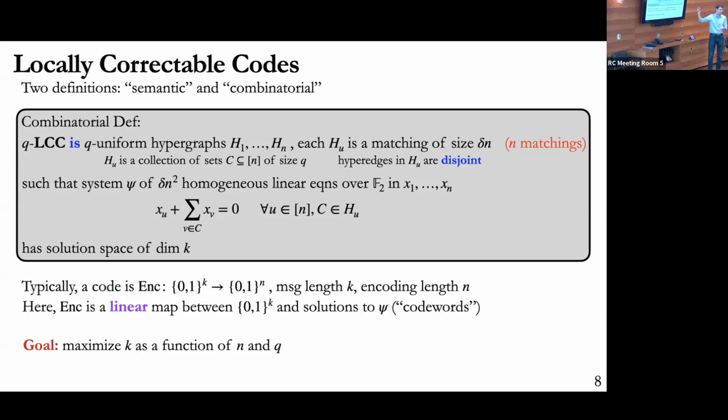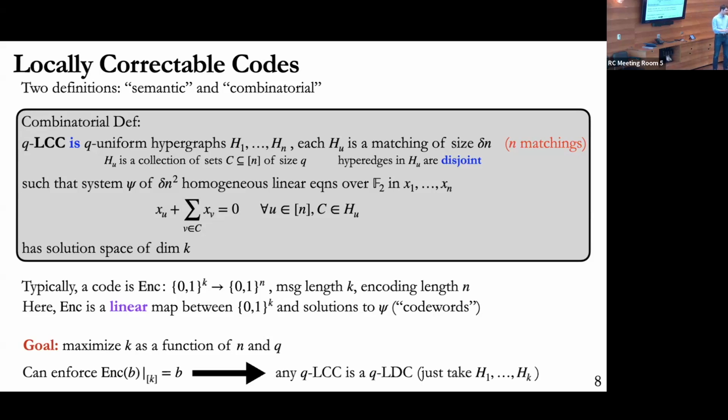By permuting the hypergraphs h1 through hn and so on, I could choose a basis so that the encoding of b restricted to the first k bits is just literally b. So that is, this transformation is the identity on the first k bits, and then it's got extra stuff. And if I do this, this makes it pretty obvious now that a locally correctable code is locally decodable. I just pick the first k matchings, and for those k matchings, when u is in k, x sub u is just equal to b sub u. So then I recover the system of linear equations that I had before. Is that clear?